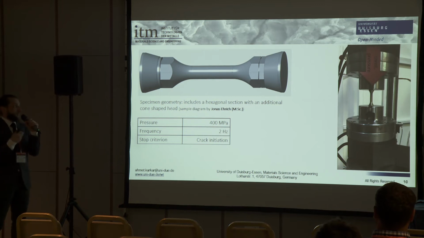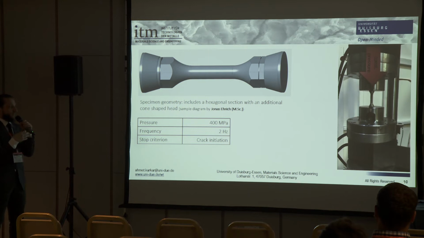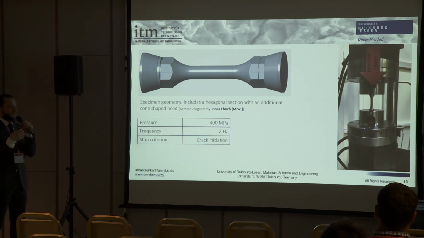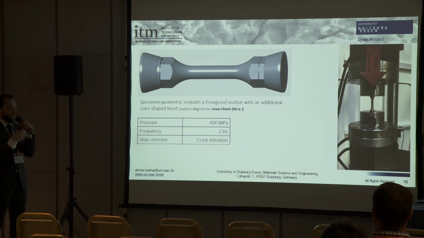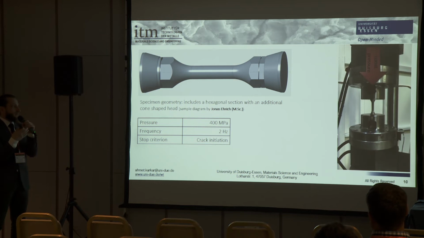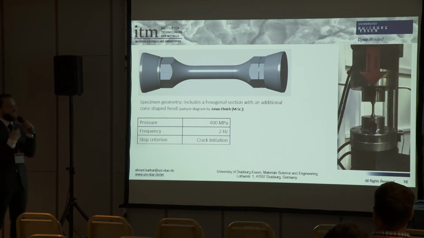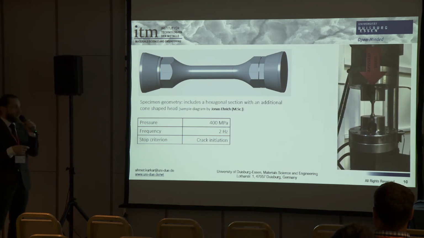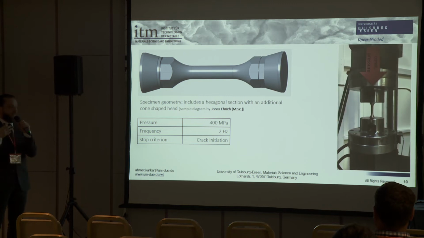Okay. As I mentioned, the tests were carried out on cylindric double cone specimens with a 10 millimeter diameter and a hexagonal section for clamping the specimens into the testing device. The tests were carried out on the testing device Bionics 858. The testing parameters for the test series included constant pressure of 400 megapascal, with different torsional angles, and a frequency of 2 Hertz. In that video, you can see a simplified model of how the multi-axial load was applied.